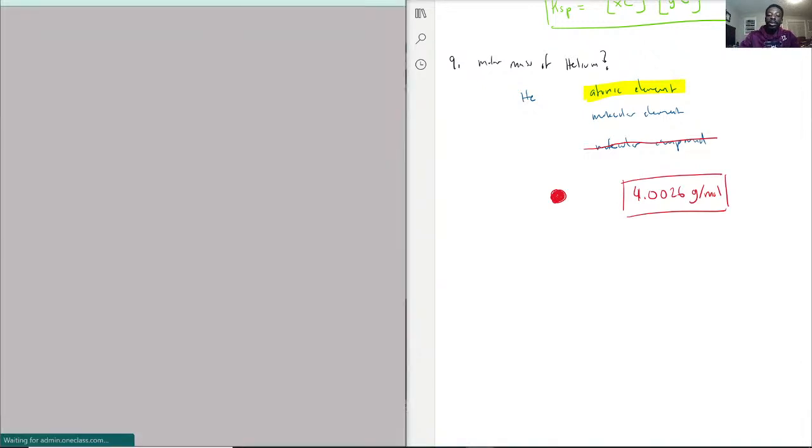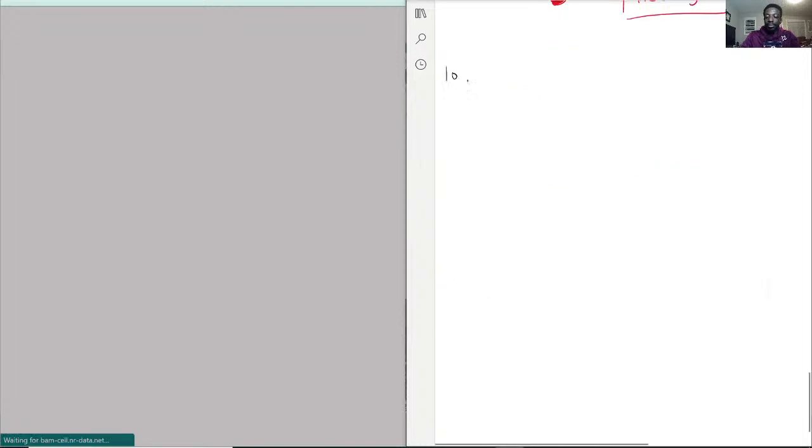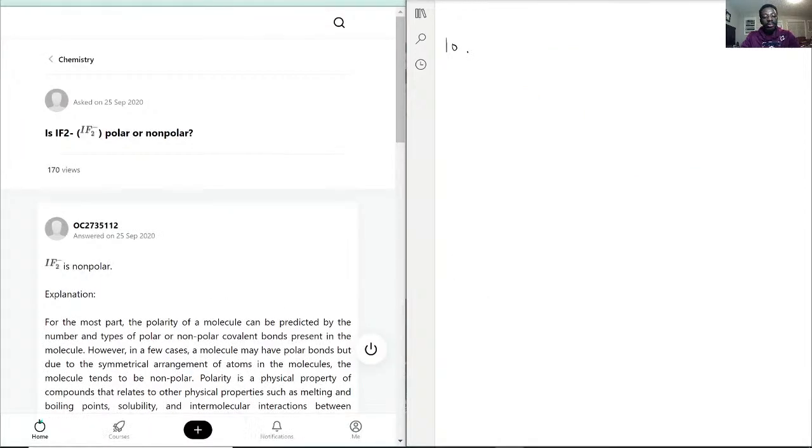So now question 10. This one's asking, is IF2 polar or non-polar?